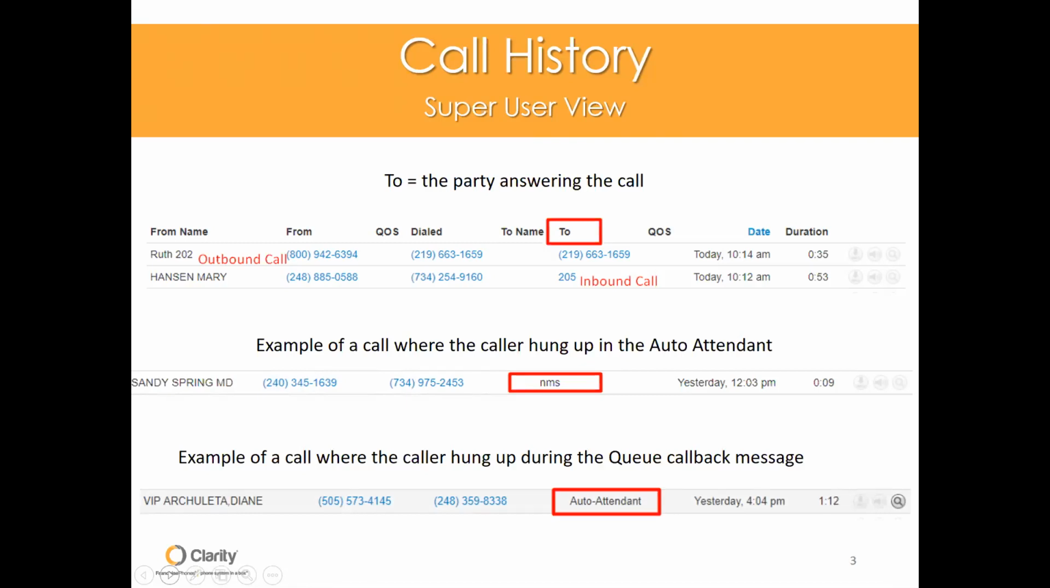There's one that says call queue. I got that to appear when I had an abandoned call in the queue callback. I was in a callback queue, and when I abandoned during the message, not when it was ringing, then it shows up as auto attendant. The calls, when you hang up, it's almost milliseconds at the point of hanging up that they're going to report something in the to field.